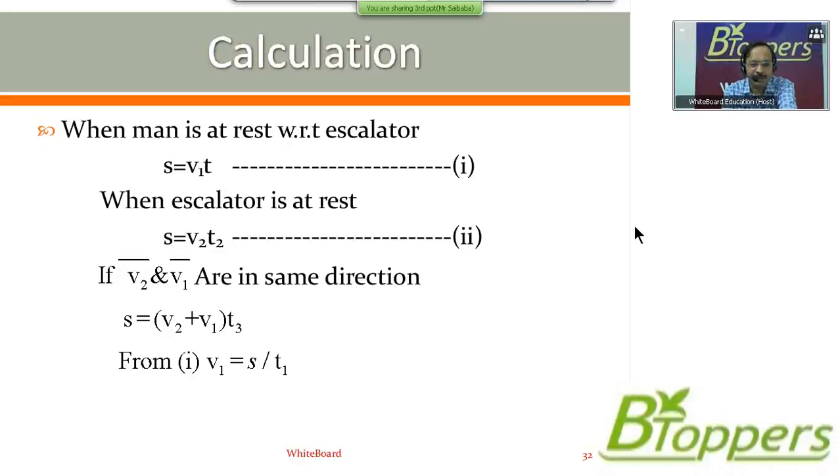So from the first equation you can write V1 equal to S by T1. From the second equation V2 equal to S by T2. Those who want to copy the calculation, they can take a pause and copy this calculation. So substituting V1 equal to S by T1 and V2 equal to S by T2, you get S equal to S by T1 plus S by T2 whole multiplied by T3. Then you can divide this equation by S and try to simplify it yourself.